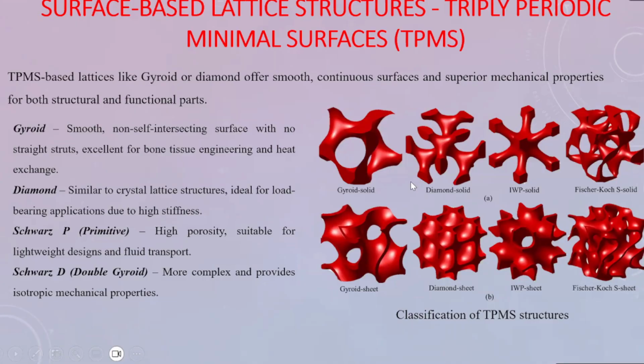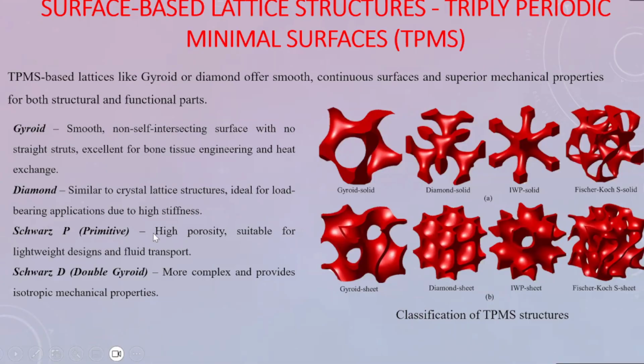And you can see the unit cells of those lattice structures, which are from standard software tools. Gyroid will be like this, and Diamond will be like this, and IWP is a name, and Fischer-Koch. Everything has a difference. So why this particular lattice? Some of them have no straight struts, which is excellent for bone tissue application and heat exchange. Diamond, as the name itself says, is for load bearing, with higher stiffness.